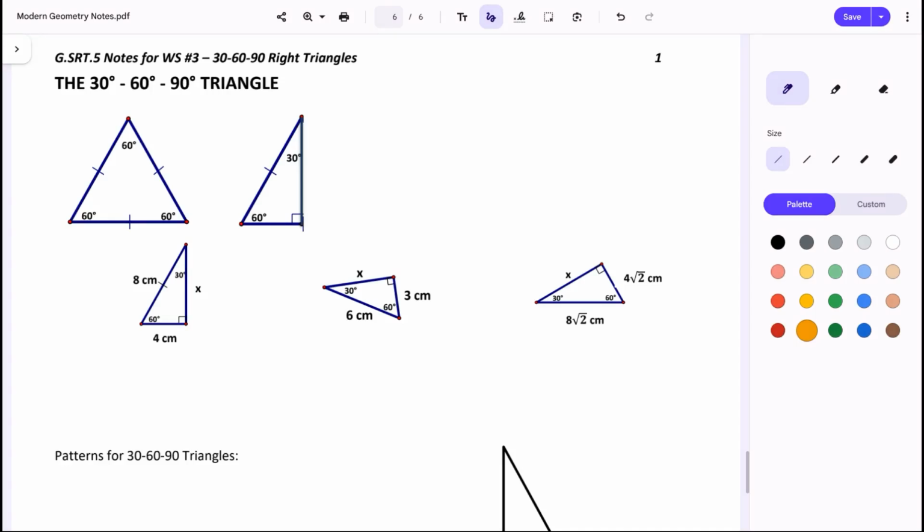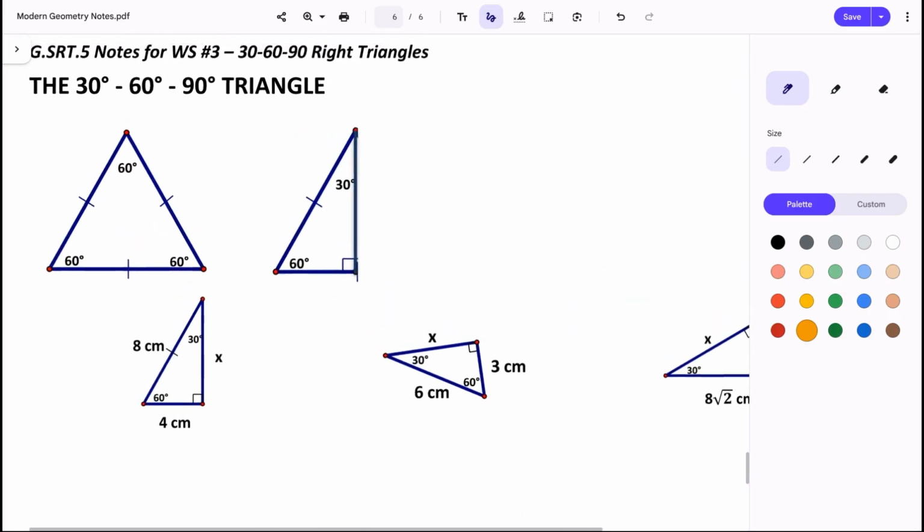In this section, we're going to go over 30, 60, 90 triangles. And this is going to work really similar to when we did our 45, 45, 90 triangles. Yesterday, you guys did a Desmos activity, and you were able to start to see that there's a pattern that also shows up on 30, 60, 90 triangles, just like we had a pattern for the 45, 45, 90 triangle. Okay, so let's review what we saw yesterday.